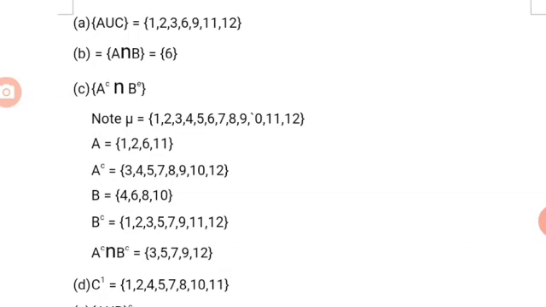Now we want to look at A complement intersection B complement. What do they have in common? We have 3, we have 5, we have 7, we have 9, then we have 12. Is that clear? That is A complement intersection B complement.